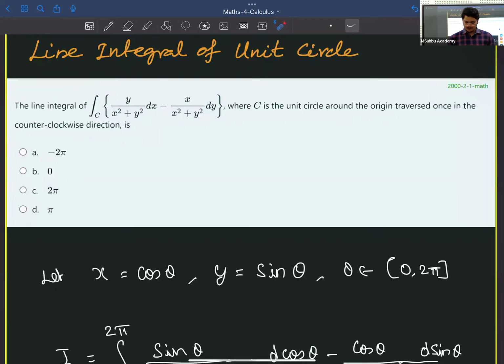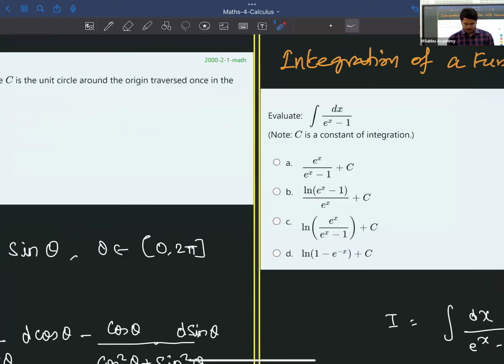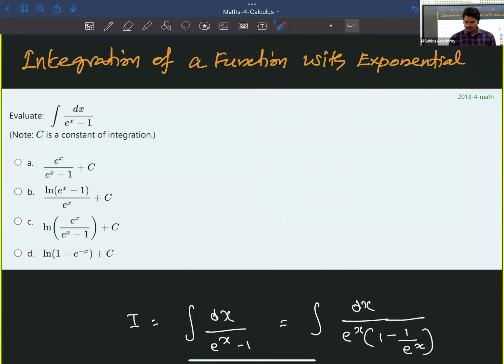There's one more substitution method problem, so we'll move on to the next problem. Now this is integration with respect to an exponential. The question is integral dx by e power x minus 1. Limits are not given, so the shifting property won't come. And when you substitute in x, you can't solve this integral totally, so that also won't come.